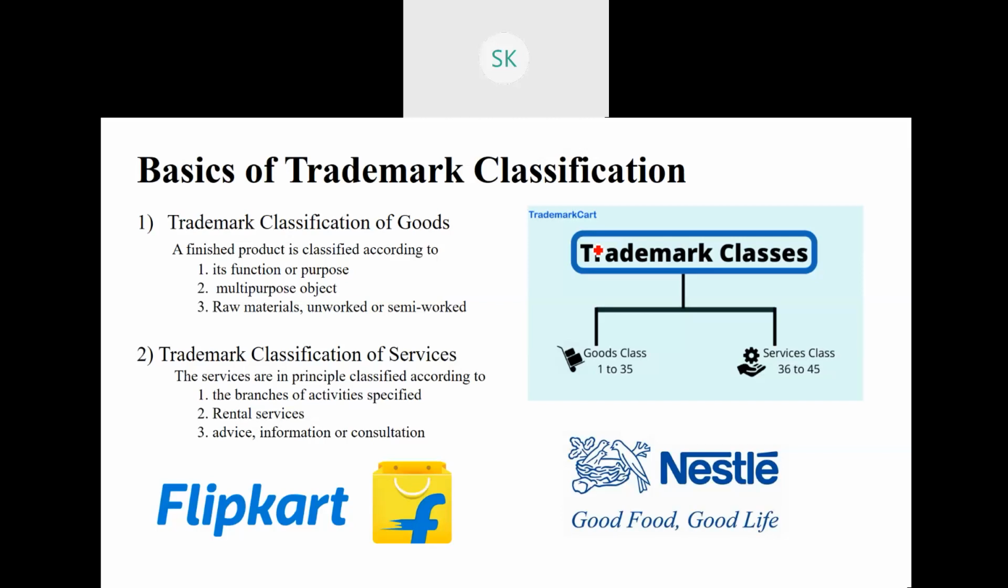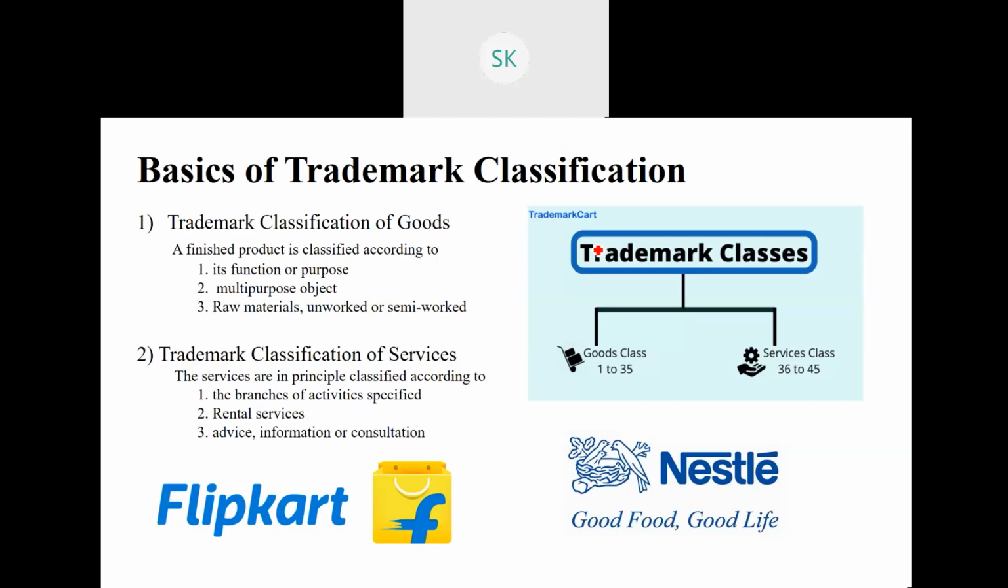The products or the finished goods are classified according to their function or purpose, in which they are used and how they are used, and the second category is according to their purpose. If I am using a pen, then for how many different purposes can it be used? It can be used for professional work, or for rough work, or for any other type. So according to the multipurposeness of an object, it can be classified from 1 to 35 classes in goods class.